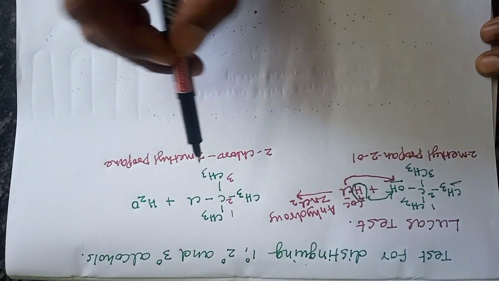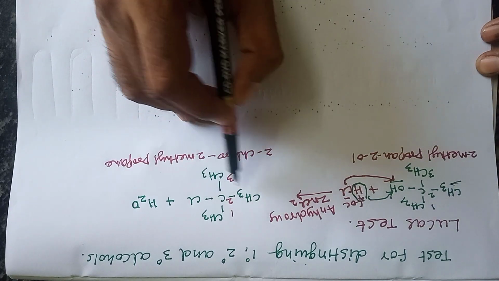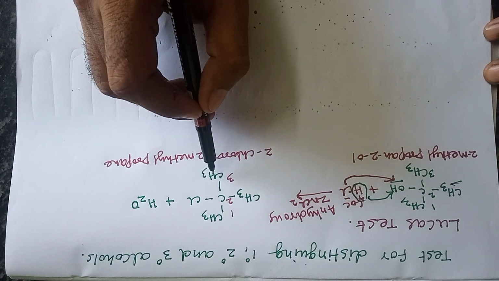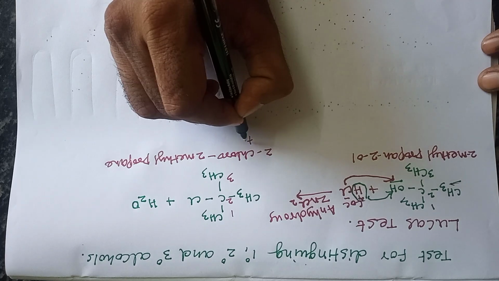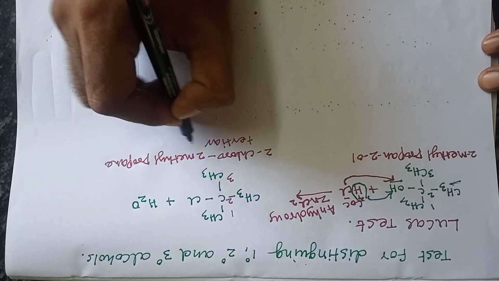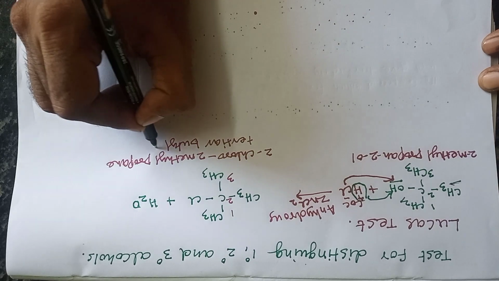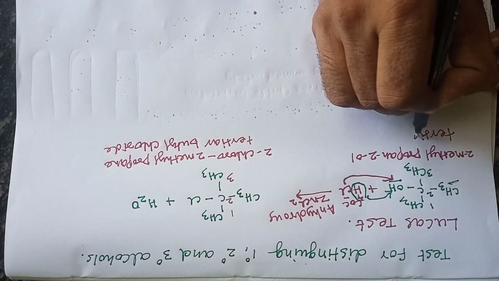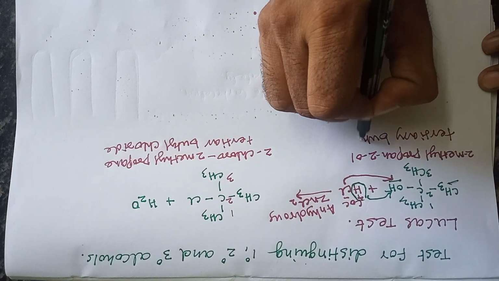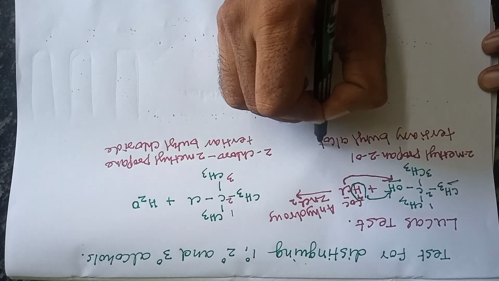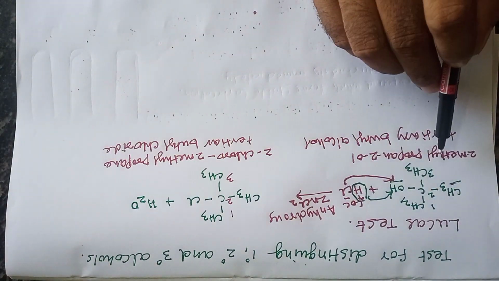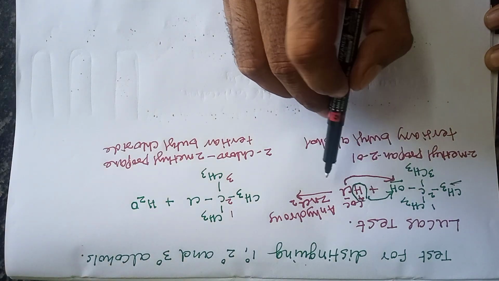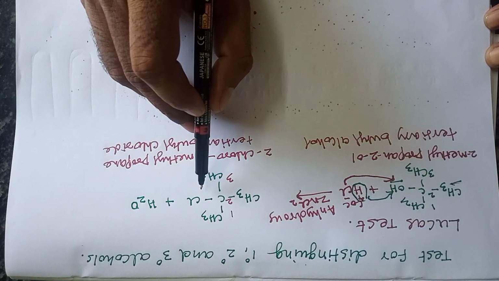So the name of this compound is 2-chloro-2-methylpropane, or we can say tertiary butyl chloride. The common name is tertiary butyl chloride. This is a tertiary butyl alcohol, a common name. So when the tertiary alcohol reacts with the Lucas reagent, it gives tertiary butyl chloride.